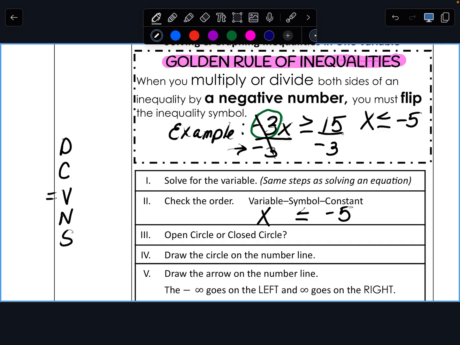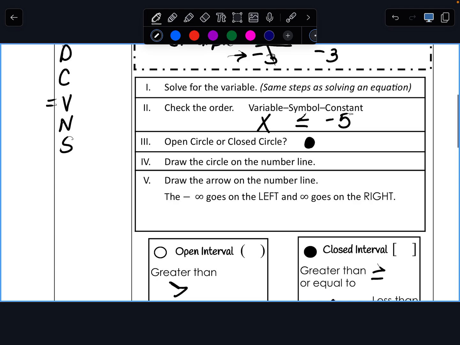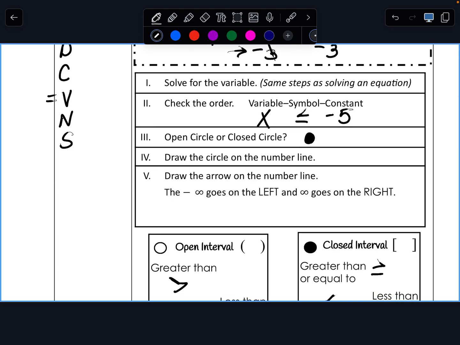Then you're going to determine, do I need an open or a closed circle? Well, you look at your inequality symbol. We're going to need a closed circle because we have that equal sign underneath. Then you draw your circle on the number line, and you determine which direction your arrow goes, whether it goes towards the negative infinity to the left or the positive infinity to the right.